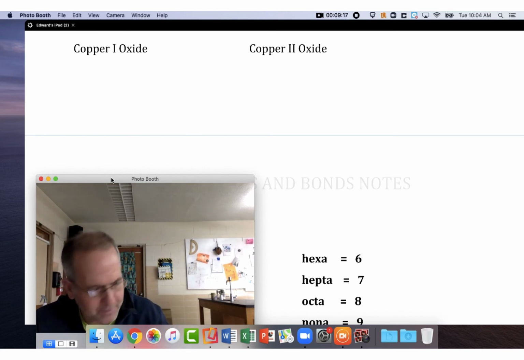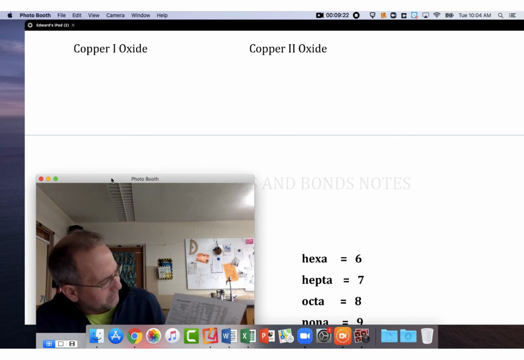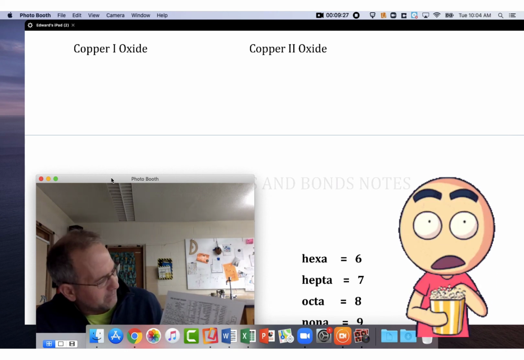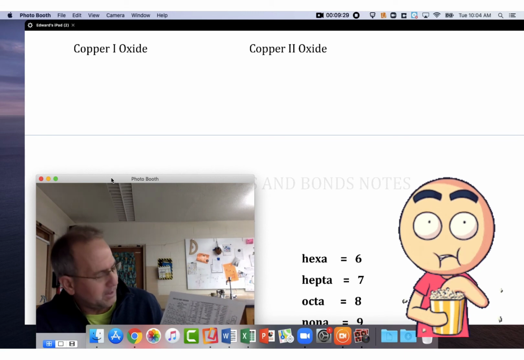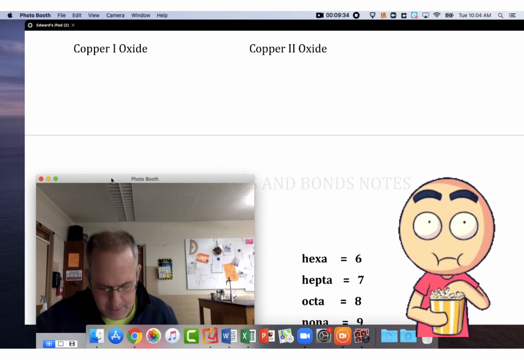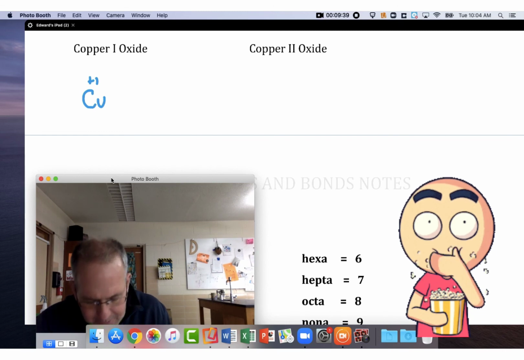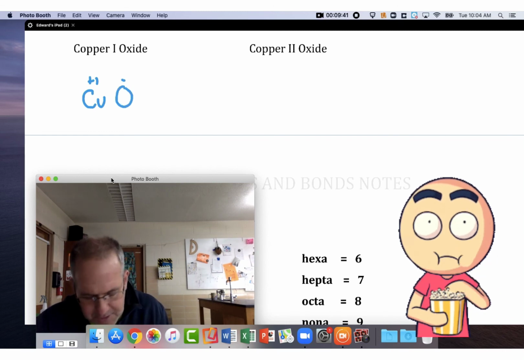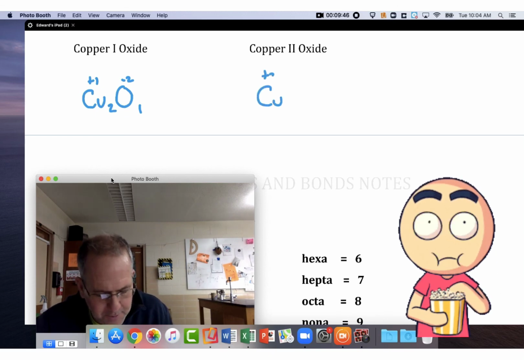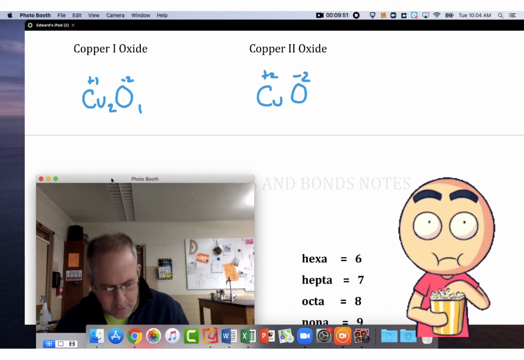Okay, copper. Hey, it's just like old times, but you can't run away from me. The bell rang, but you're at home. So we have copper, and copper can be either +1 or +2. So this one up here is copper(I), that's Cu +1, right? And then it's with oxygen, oxide, and oxygen is -2. Crisscross, we're done. Copper(II), Cu with a +2, O with a -2, same things, right? But they're 2 and 2 so they're going to reduce to 1 and 1.